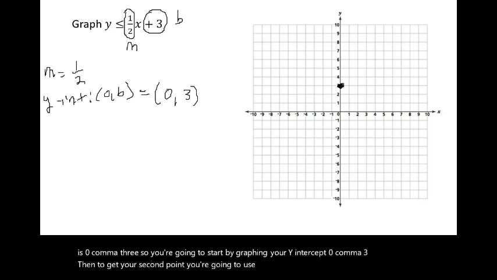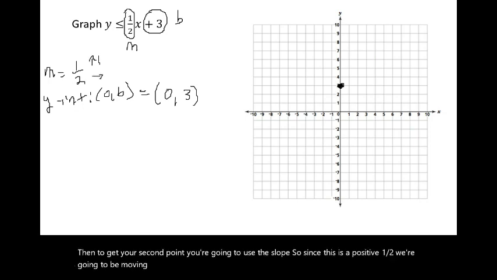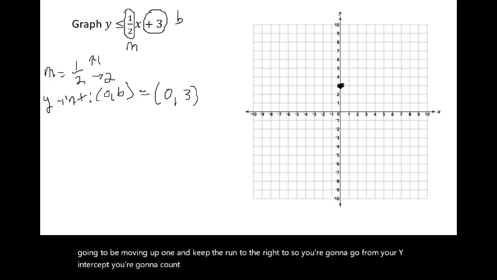So since this is a positive 1/2, we are going to be moving up 1 and keep the run to the right 2. So you're going to go from your y-intercept, you're going to count up 1 and to the right 2. So up 1 and right 1, 2.